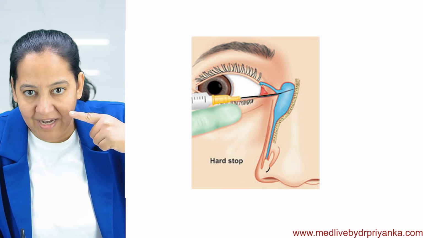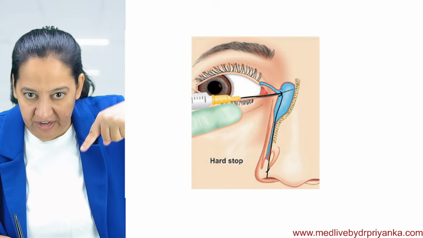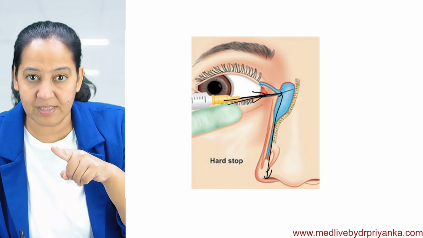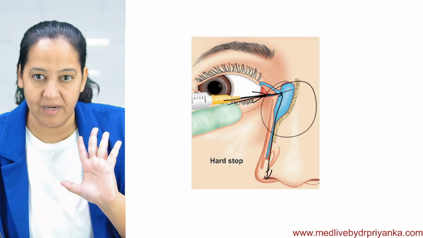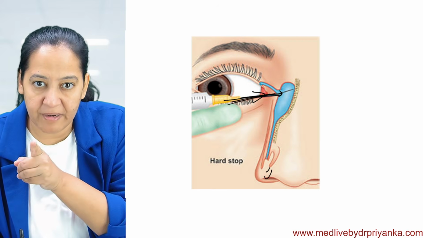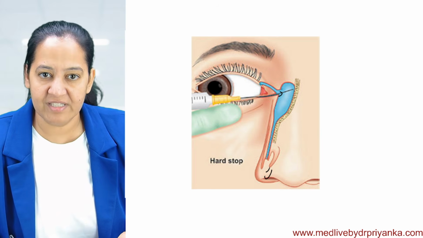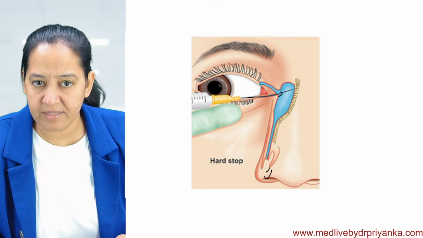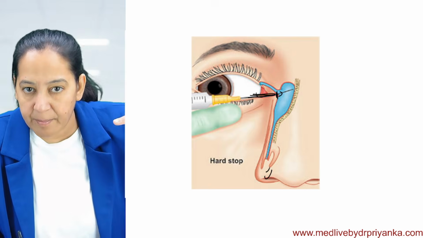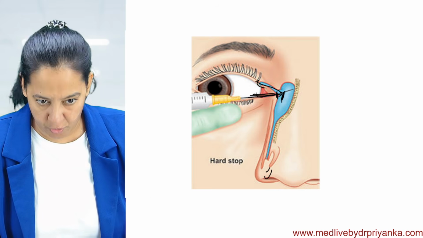So we are putting saline from here. There will be three possibilities. Either it will free flow if there is no obstruction. Saline is going with some resistance, so there is partial obstruction at some level. And saline is not going at all. Whatever you are injecting, either it is coming from the opposite puncta or from the same puncta, so there is complete obstruction. If it is coming from the same puncta, there is obstruction in the same canaliculi. If it is coming from the opposite puncta, there is obstruction in the common canaliculi. I hope you are getting it.